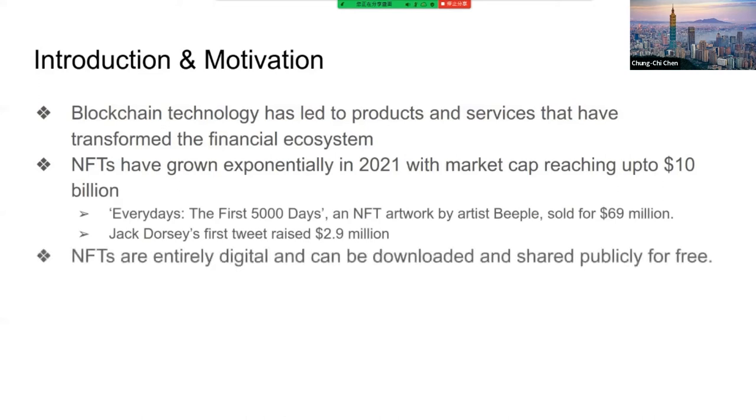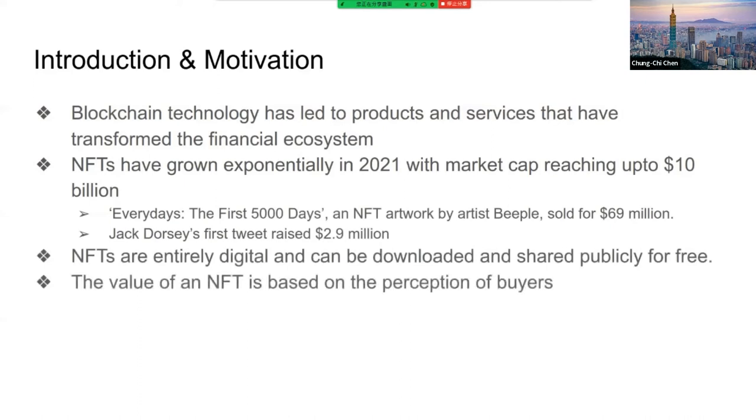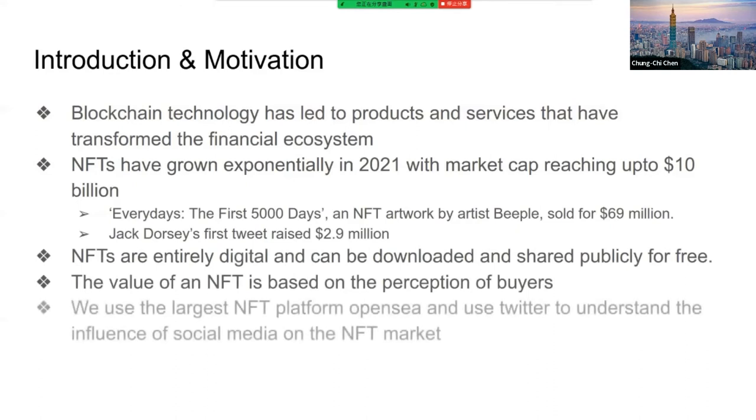And now, because they're entirely digital, there's a lot of data available online. So we've used a platform called OpenSea, an online marketplace for these things where people can buy and sell and can see all the data about an asset, as in all the past transactions. And because we feel NFT prices are usually based on the perception of buyers, we think that Twitter would be a very good active social media platform to study the data related to NFTs.